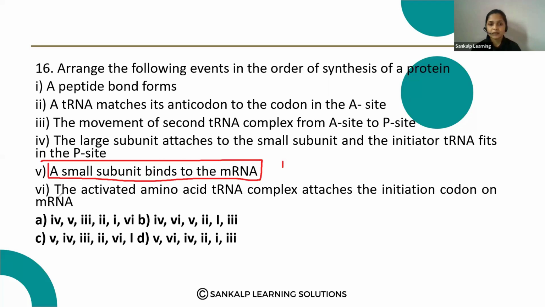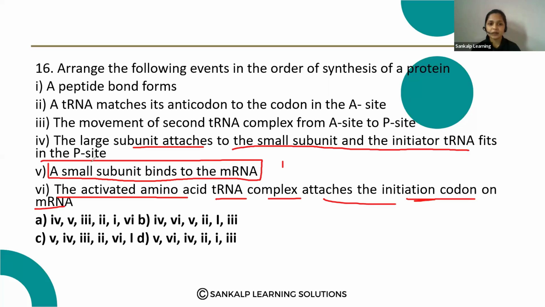Then the activated amino acid tRNA complex attaches to the initiation codon on the mRNA. The activated amino acid is formed by the tRNA. So the tRNA activated amino acid binds the initiation codon of the mRNA. It binds to the mRNA, right? Then what happens? The large subunit attaches to the small subunit and initiator tRNA fits in the P site. So that is the next step.